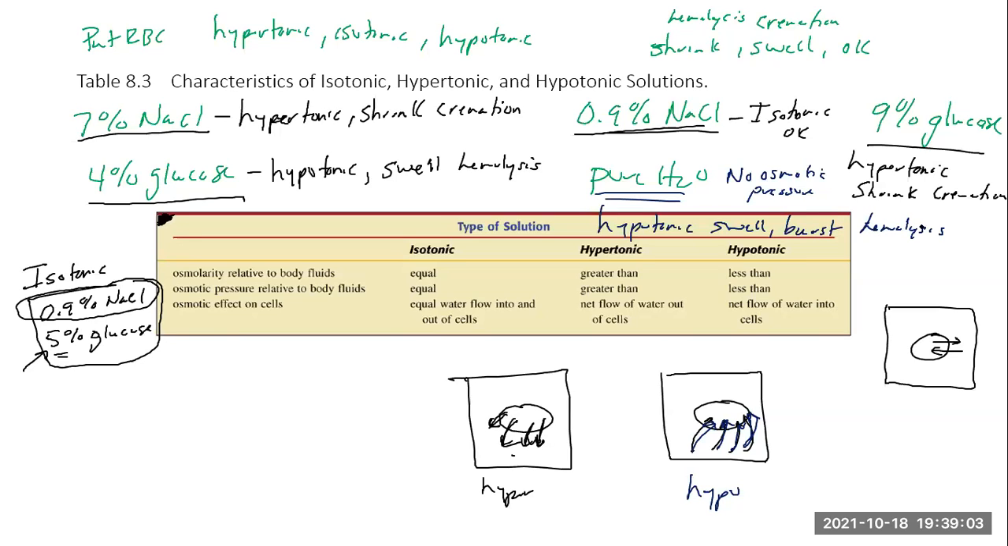Any question on the different types of solutions, how to determine isotonic, hypertonic, and hypotonic?